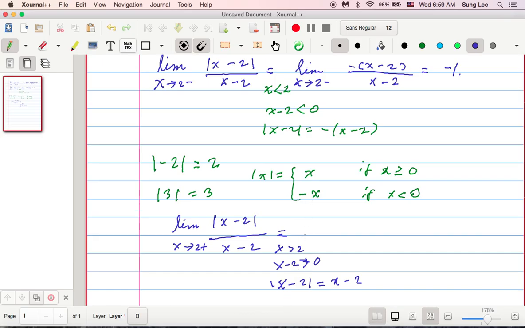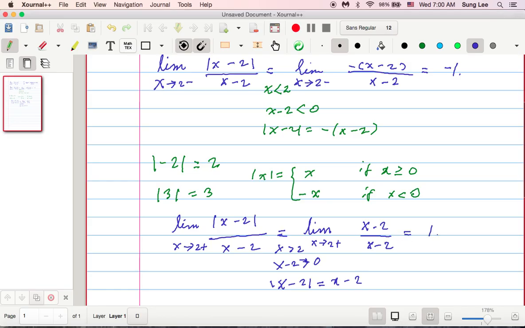So going back to our limit, as x approaches 2 from the right side, the absolute value of x minus 2 turns into just x minus 2 over the same thing, x minus 2. So this becomes 1 by the same argument, right? In the case of a limit, x is never equal to 2, so x minus 2 is never equal to 0, because x is never equal to 2, right? So we can divide top and bottom by x minus 2, resulting in 1.